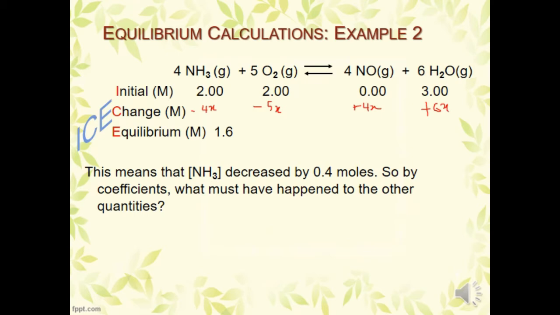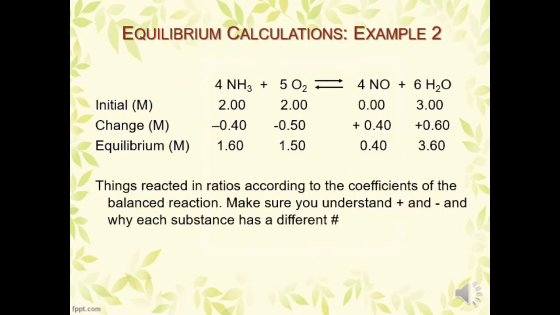So how to find x? 1.6 minus 2, divided by 4, to find x. Once we know x, we can solve for the others. Then use the volume given, which is the flask at 1 liter, to find concentration. Remember, this is only referring to moles, not concentration. So this has been calculated for you.